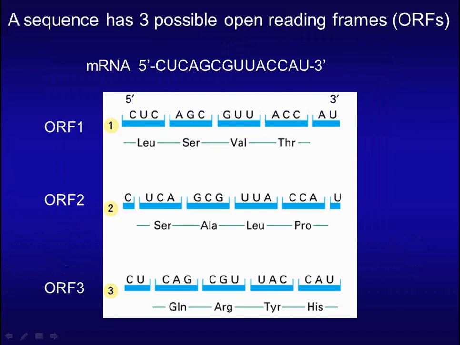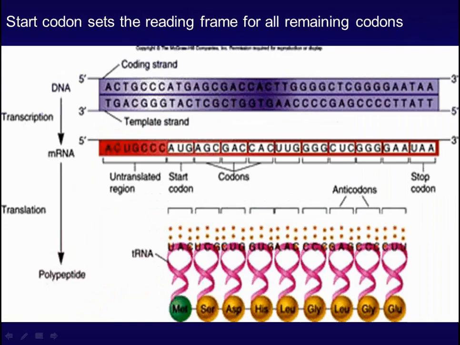Any mRNA sequence has 3 possible open reading frames. For example, this is an mRNA sequence. It has 3 possible open reading frames. These possibilities remain valid till the start codon is specified. Once the start codon is set, all the remaining codons are determined.